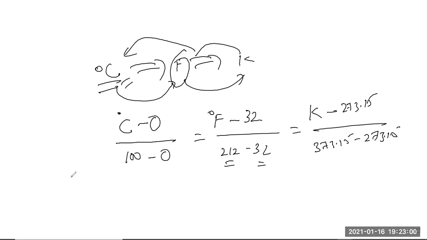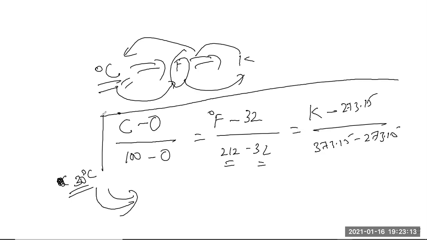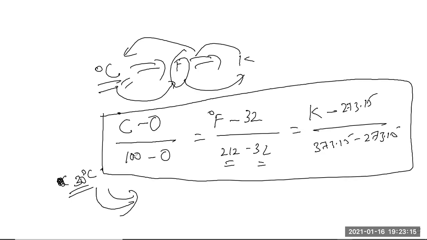So if I have given degrees Celsius, suppose your temperature is 30 degrees Celsius, how to convert this into Fahrenheit? Can you convert by using the given relation? So what will you do?